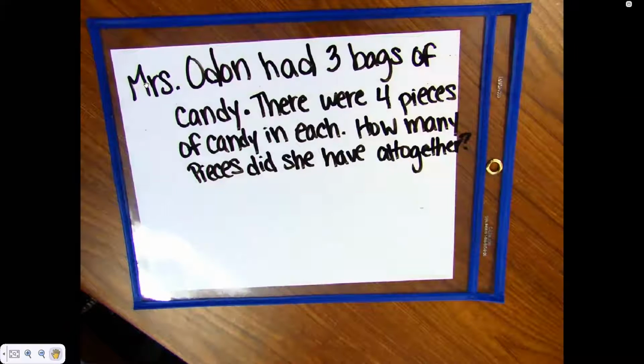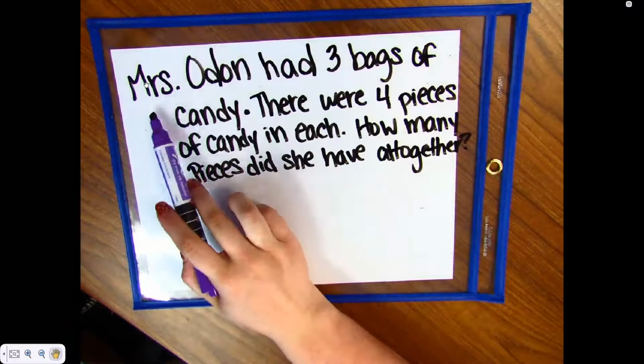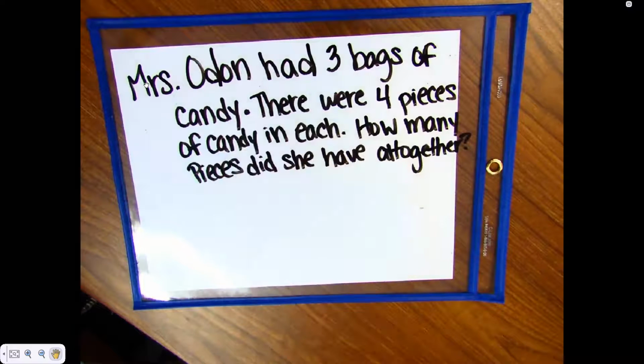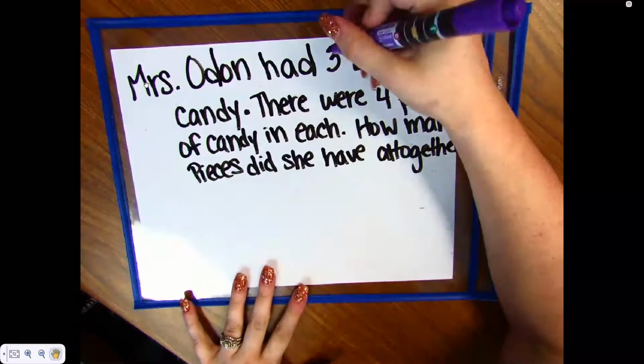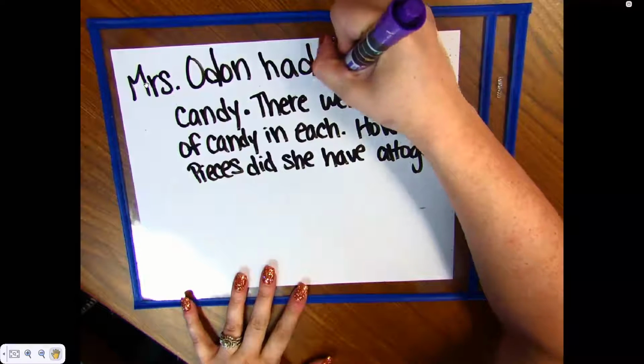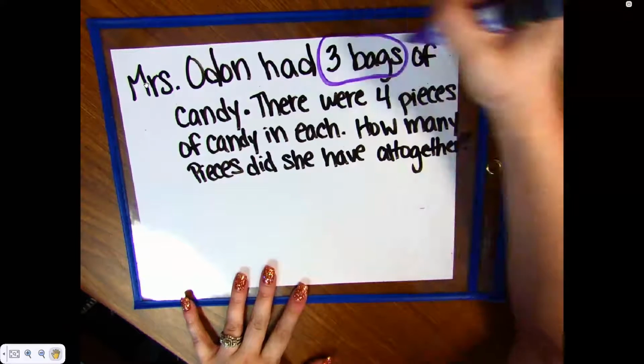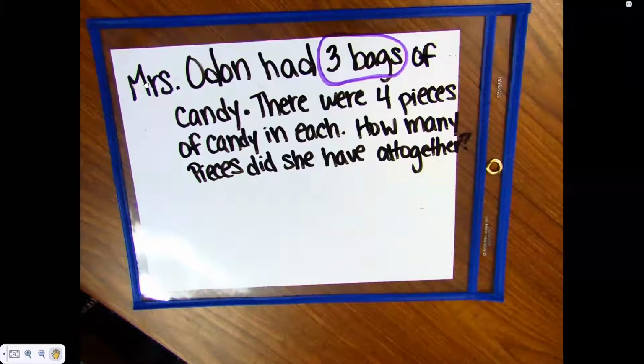So, what are my key words in this sentence that I'm looking at? Look at this first sentence. Miss O'Dawn had 3 bags of candy. What are my key words in this sentence? Emily, what are my key words? That she had 3 bags of candy and there were 4 pieces in each. Oh, wait, hold on, we're not there yet. So she had 3 bags of candy.